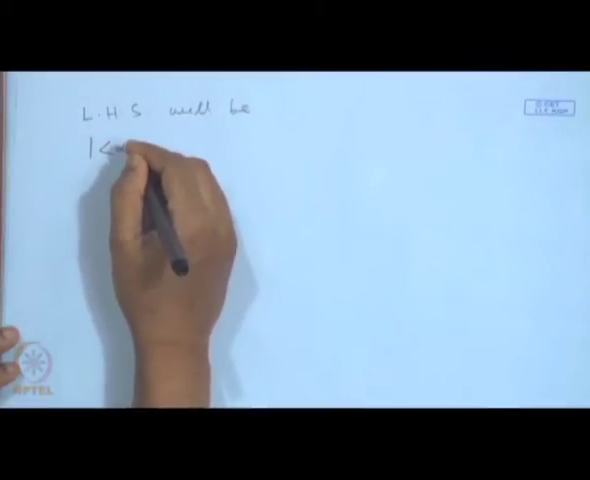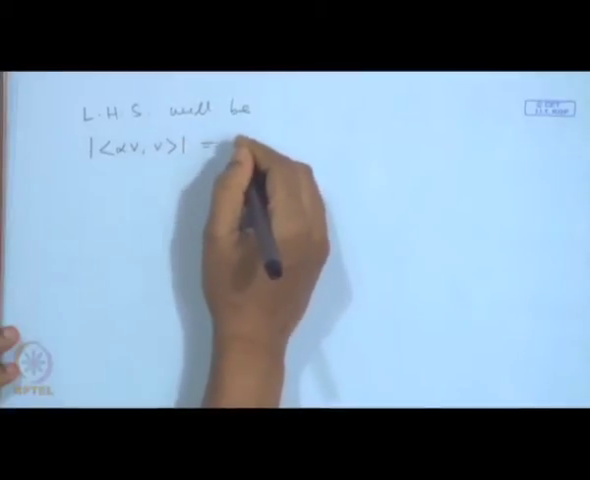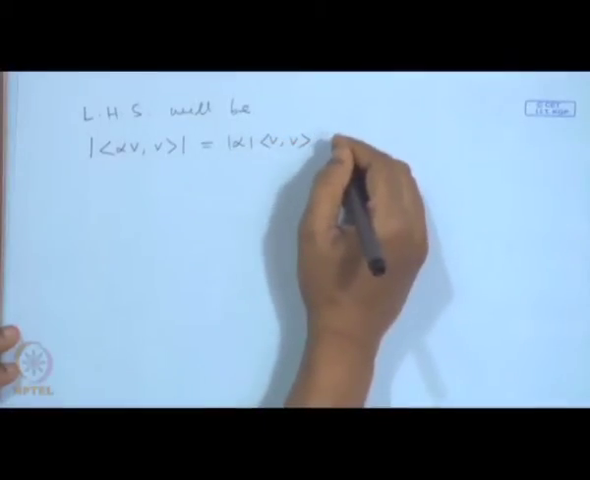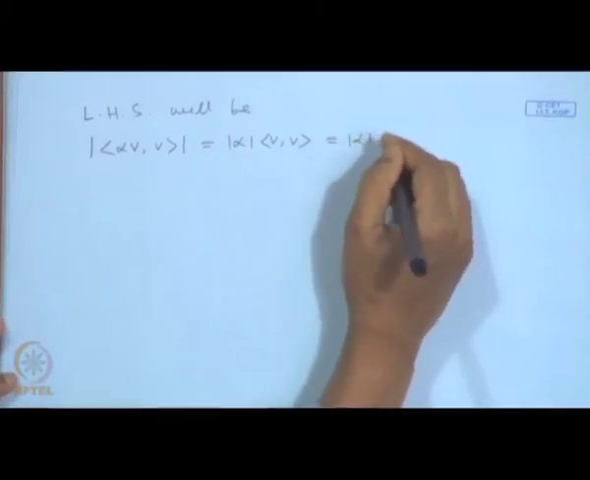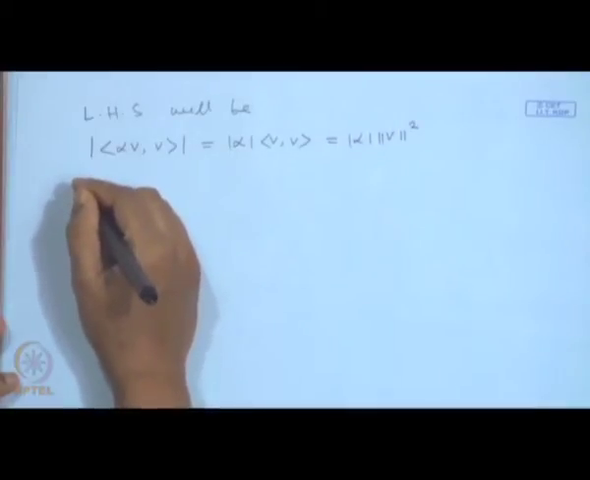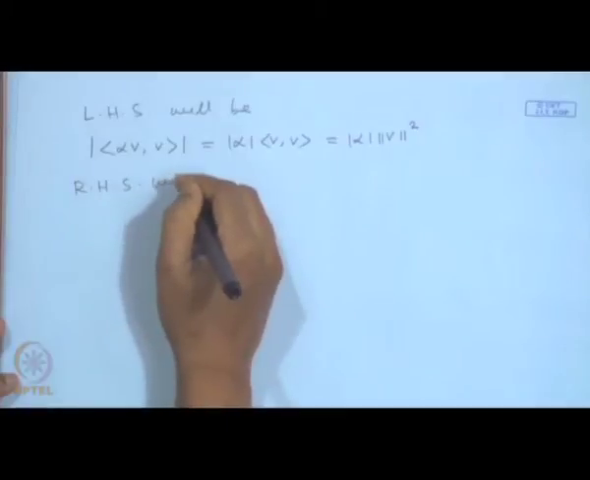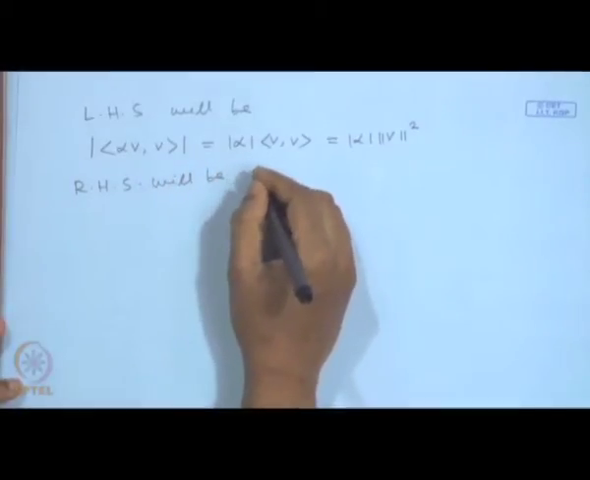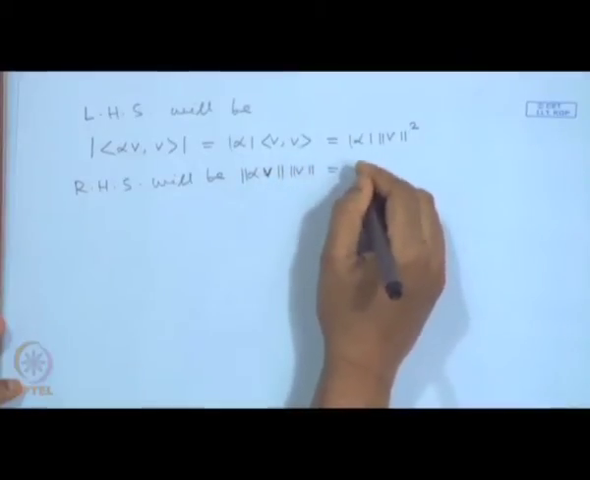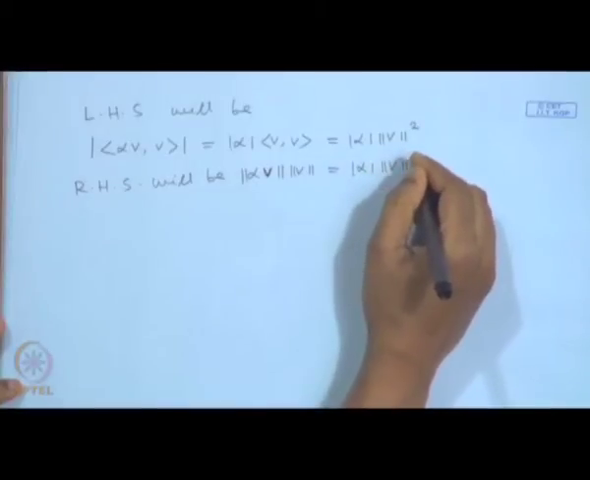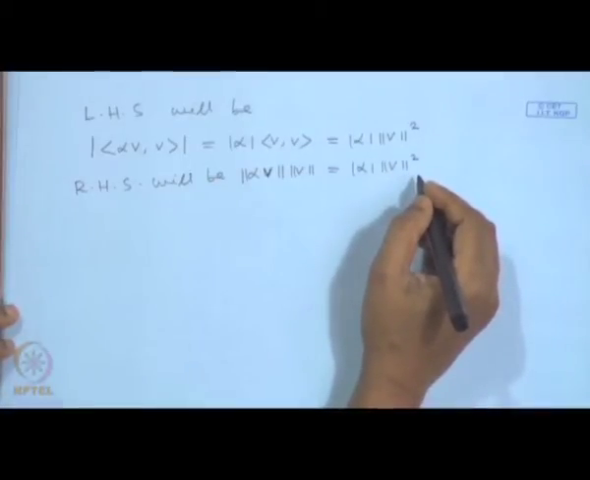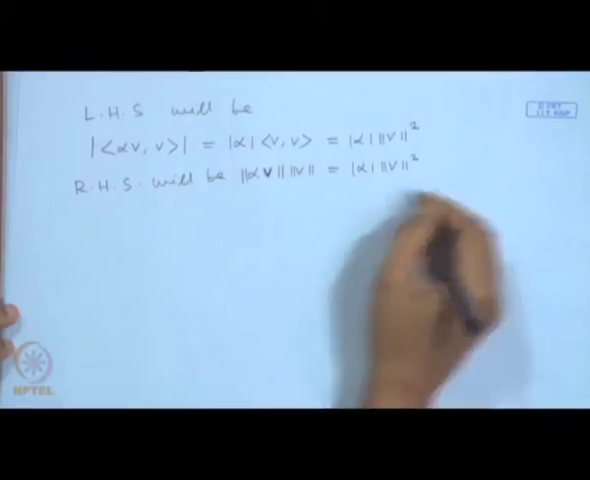absolute value of inner product of alpha v, v, which is equal to absolute value of alpha times inner product of v with itself. So, this is equal to absolute value of alpha and square of norm of v. And RHS will be norm of alpha v times norm of v, which is equal to absolute value of alpha, norm of v, square of norm of v. So, here we can see that LHS is equal to RHS. So, equality holds in the Cauchy-Schwarz inequality.